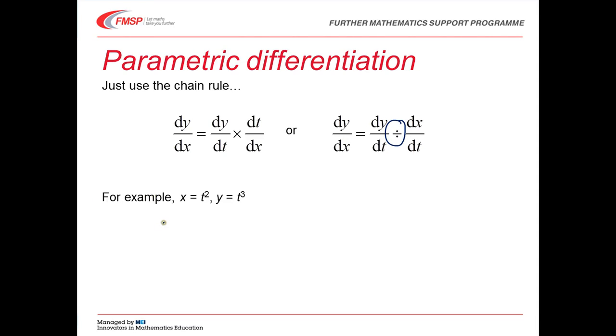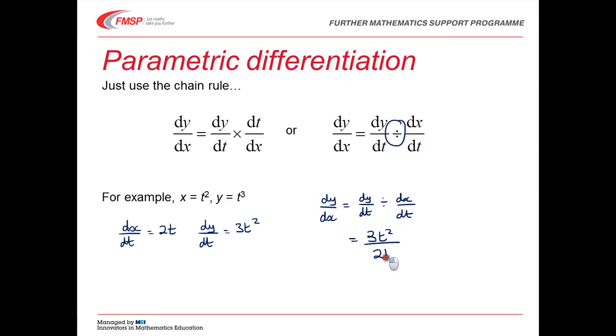So here we go. I've got x equals t squared and y equals t cubed. So dx by dt is 2t, and dy by dt is 3t squared, and therefore dy by dx is dy by dt divided by dx by dt, so that's 3t squared, dy by dt first, divided by 2t, or 3t over 2.